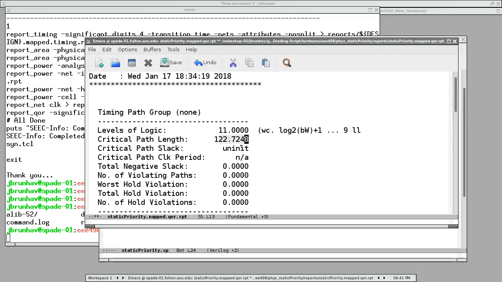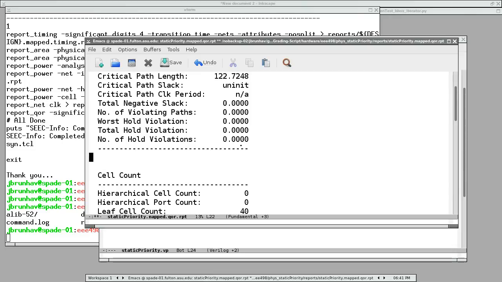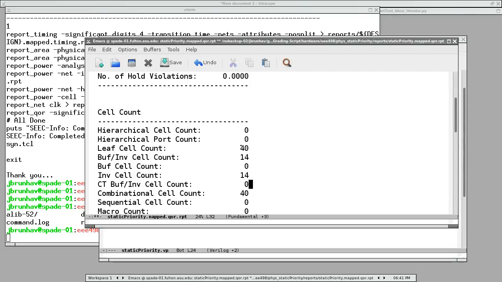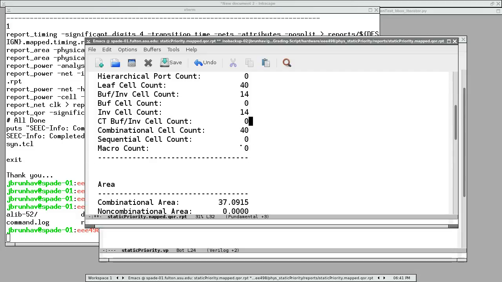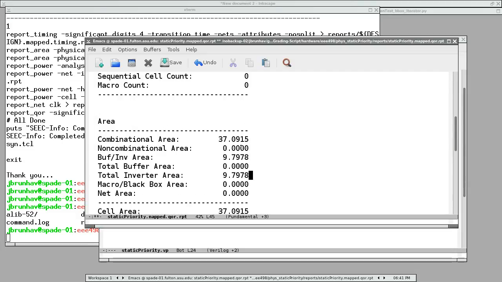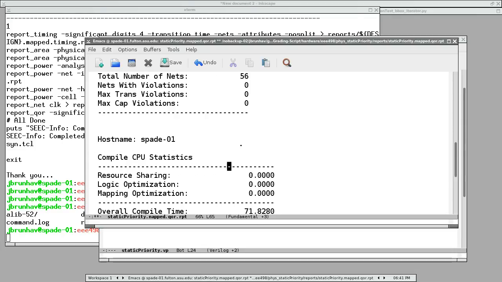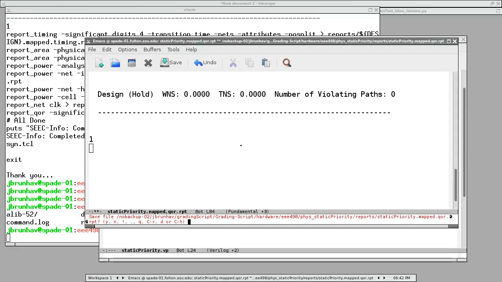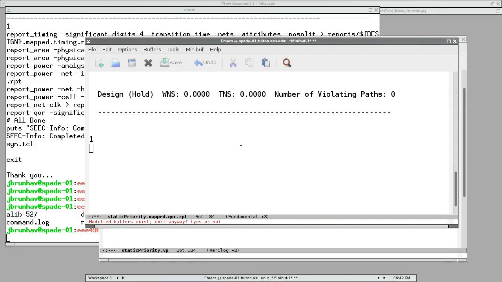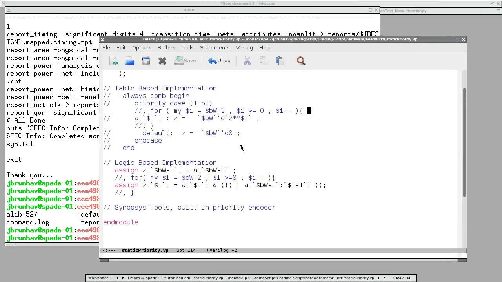The critical path length is in picoseconds, so it's 122 picoseconds. There were 40 cells. Is that a third of them were inverters? So that means that 2/3 were not inverters. And then this was fairly small. It was 37 microns. So this is a relatively tiny unit. So that is a static priority.